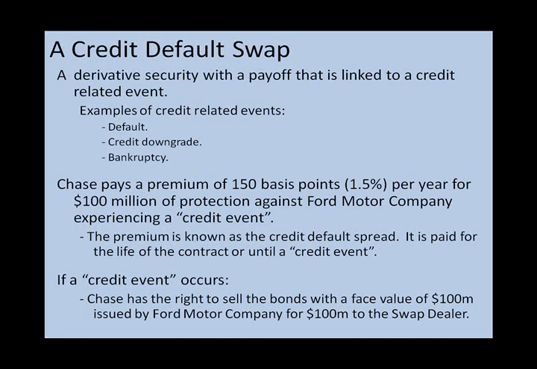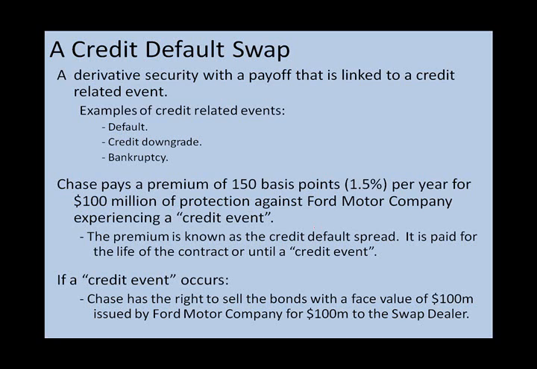Often in the Wall Street Journal and in practice, you'll see the premium being referred to as the credit default spread. And this is paid for the life of the contract, or until a credit event. So every year, Chase will have to pay 150 basis points per year for this protection. If a credit event occurs, Chase has the right to sell the bonds with a face value of $100 million issued by the Ford Motor Company to the swap dealer for $100 million.